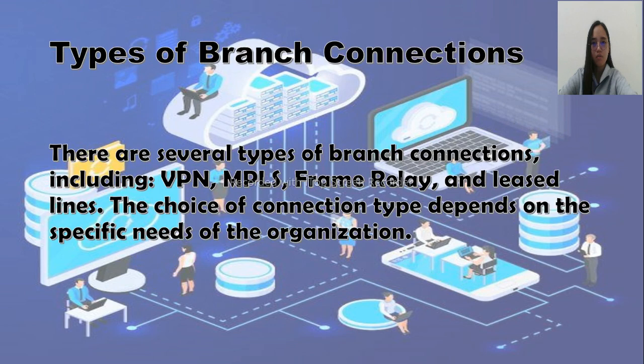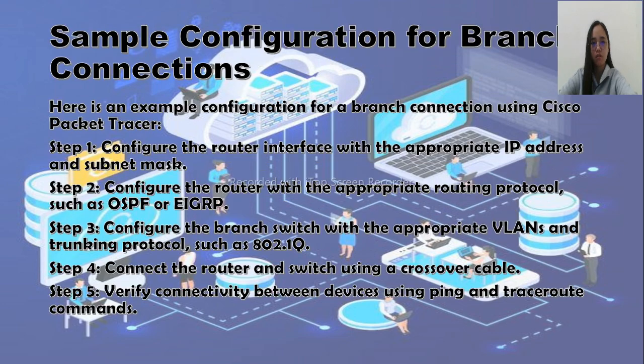Types of branch connection. There are several types of branch connections, including VPN, MPLS, Frame Relay, and leased lines. The choice of connection type depends on the specific needs of the organization. Sample configuration for branch connection. Here is an example configuration for a branch connection using Cisco Packet Tracer.